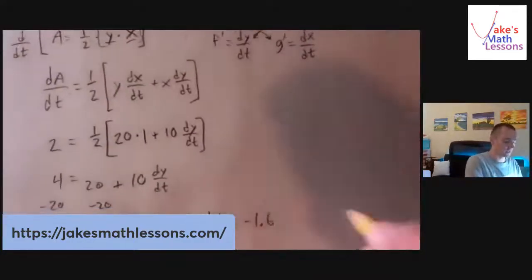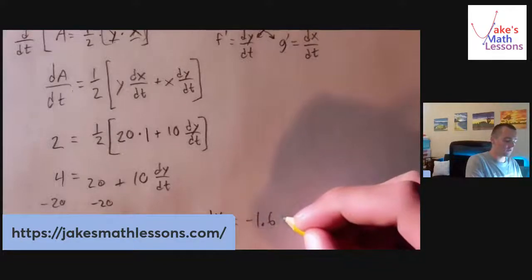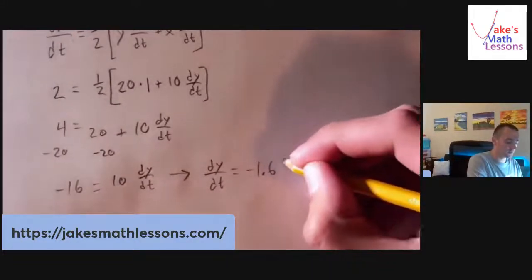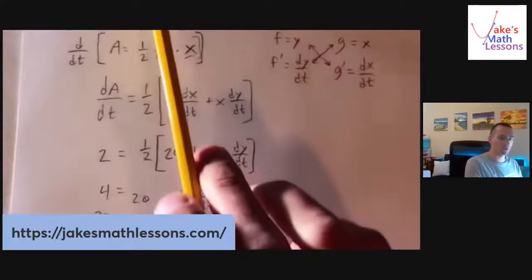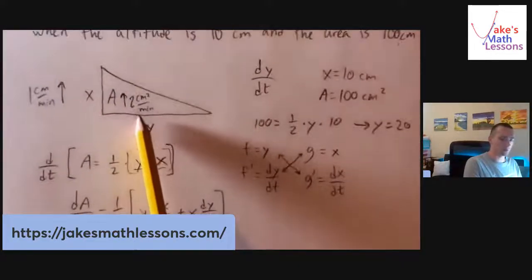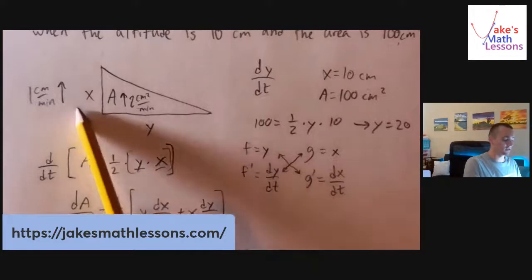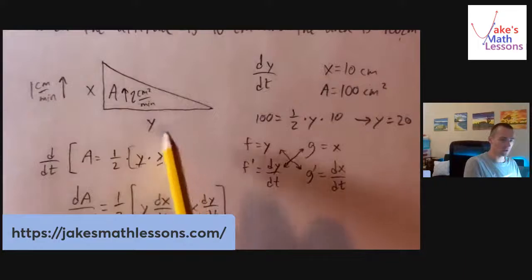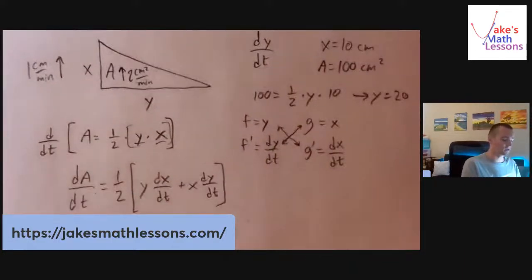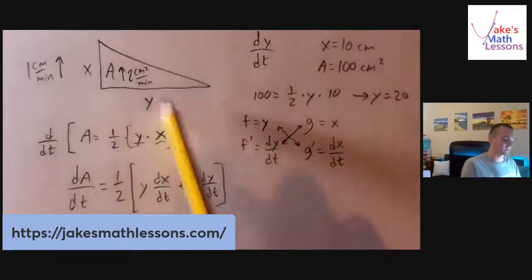So we can go ahead and say that it was changing at a rate of negative 1.6 centimeters per minute. In other words, in order for the area to increase by only 2 square centimeters per minute, if this side is increasing at a rate of 1 centimeter per minute, this side would actually have to be shrinking, because it has a negative rate of change of 1.6 centimeters per minute.